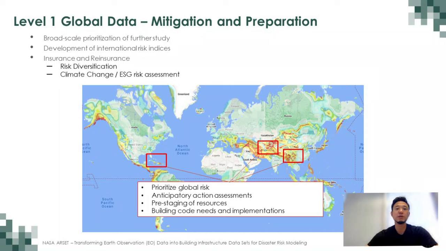Anticipatory actions: we know where the high-risk places are, and we know where the people are located. So where should we be pre-staging our resources, and where should we prioritize? In regards to insurance or reinsurance industries, they might want to look at risk diversification, or all their eggs in one basket: do their portfolios need to be more geographically diverse? They may also be concerned with ESG, and want to get a handle on their risk for climate change.